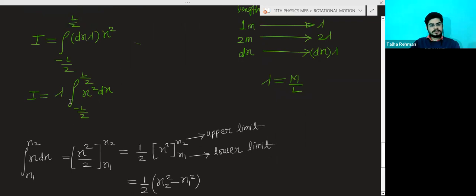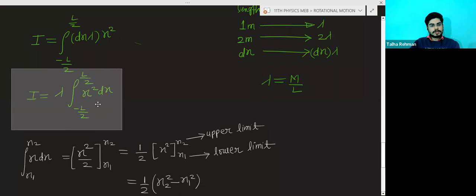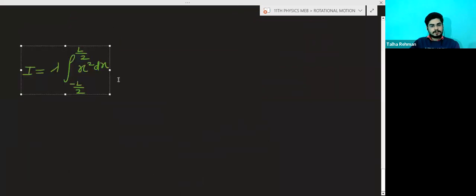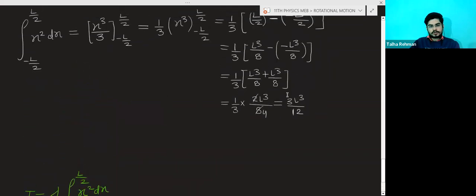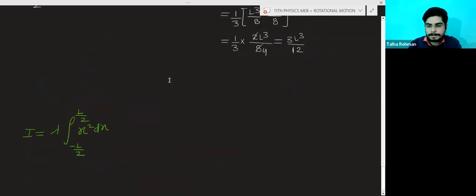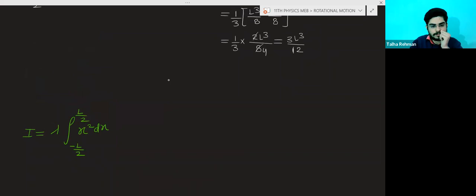So this was the integration. Now here we have to solve this. Just now we have solved this. This value will be 3L cube by 12.